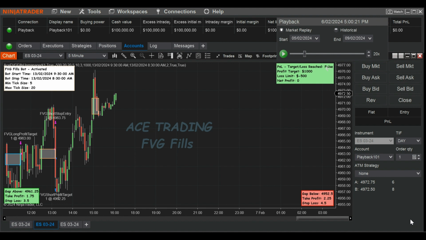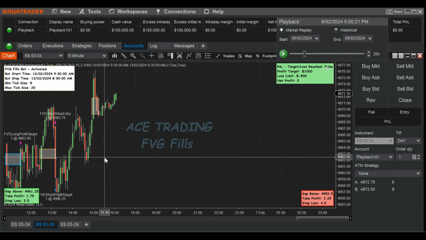Today I'm here to share with you one of our new bots, the Fair Value Gap Fills bot. This strategy has been quite popular from ICT, looking for fair value gaps in the market. I thought I might start with explaining what a fair value gap is to begin with, and then talk about how we're going to trade it using a bot.